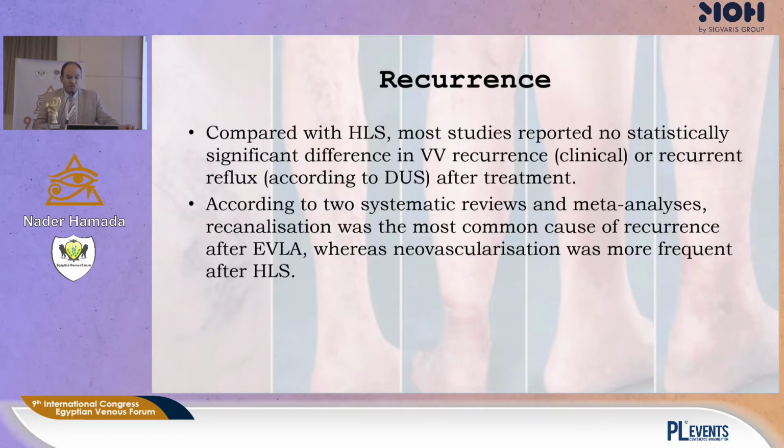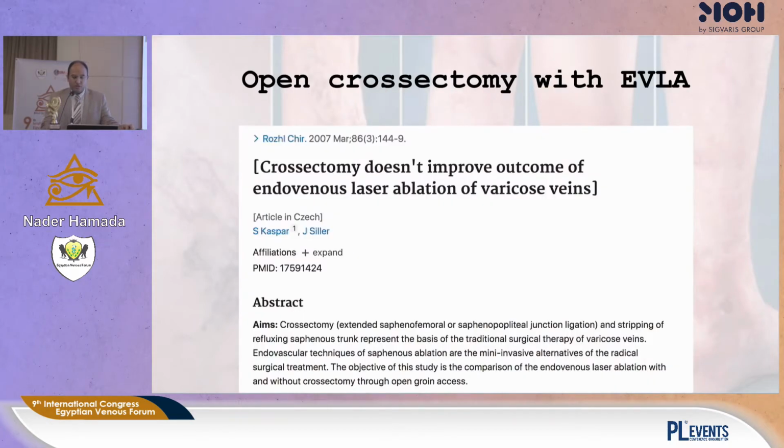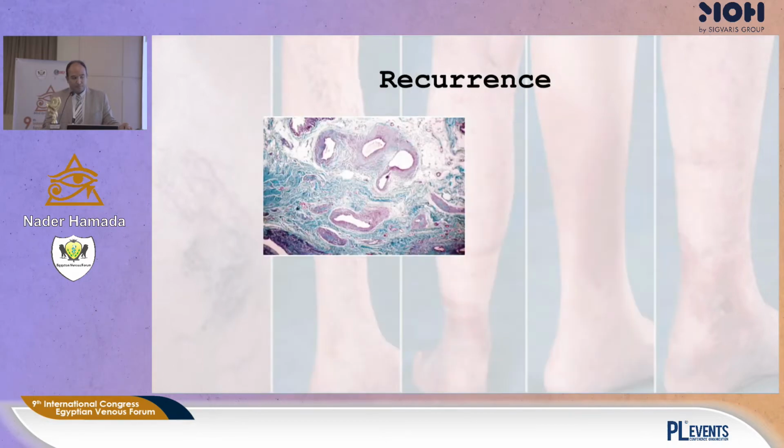So according to two systematic reviews and meta-analyses, recanalization was the most common cause of recurrence after EVLA, whereas new vascularization was more frequent in the high ligation and stripping. And we know from the past, actually, that crossectomy didn't improve the outcome of endovenous laser. I mean the surgical crossectomy.